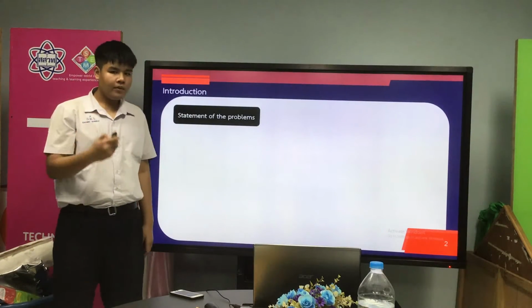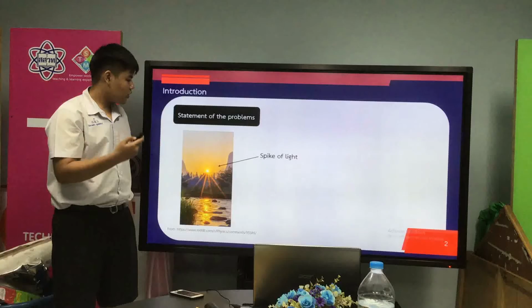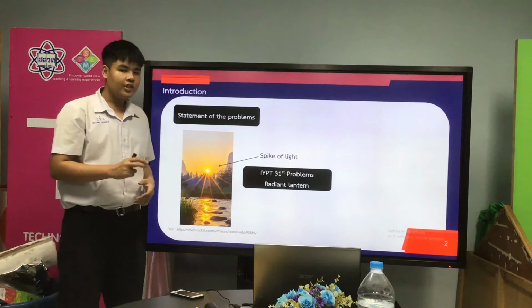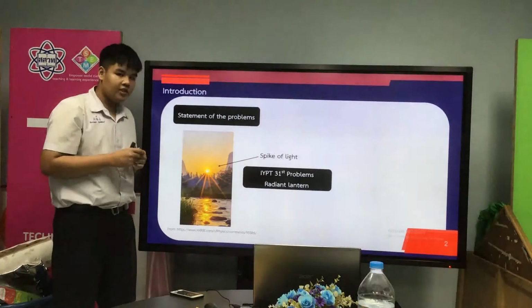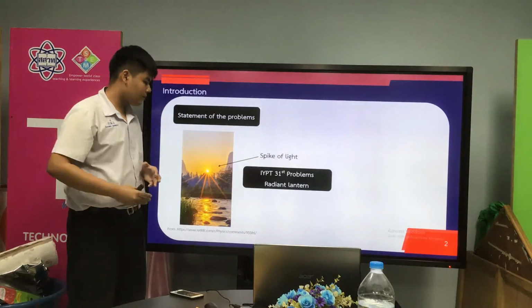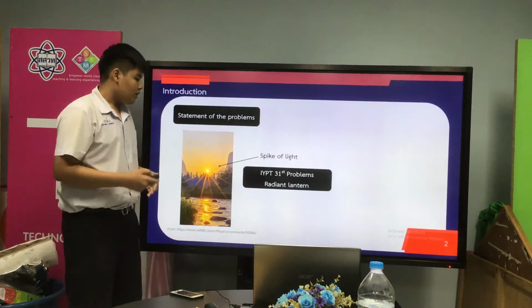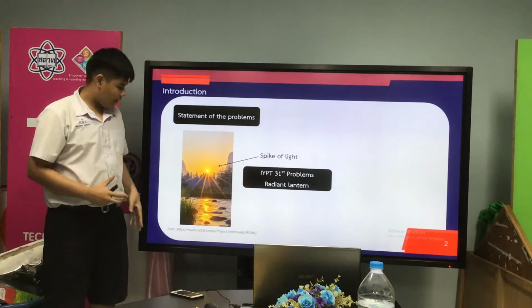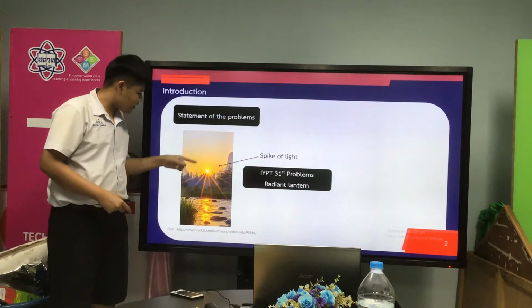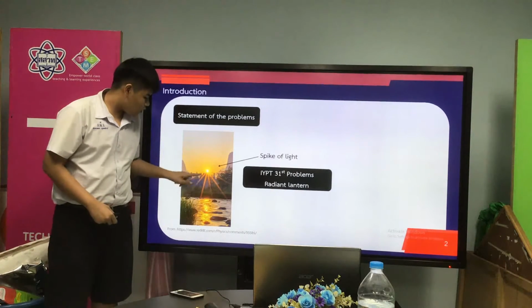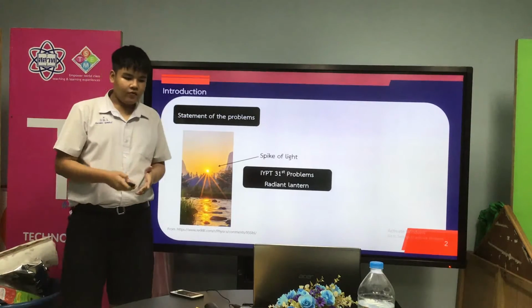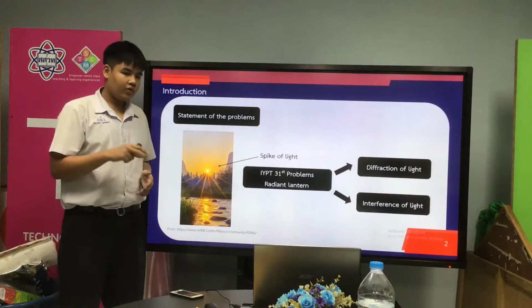First is the statement of the problem. I had the opportunity to join the IYPT project that was held in 2018. There we had an interesting problem, the radiant lantern. When we take a picture of a source of light, for example the sun, in this picture you will see spikes of light like that. They said it comes from the diffraction of the light and the interference of the light that we can observe.